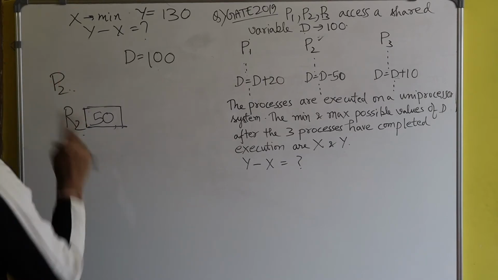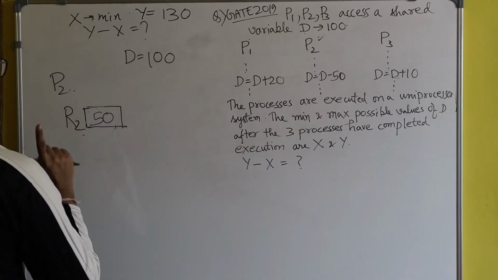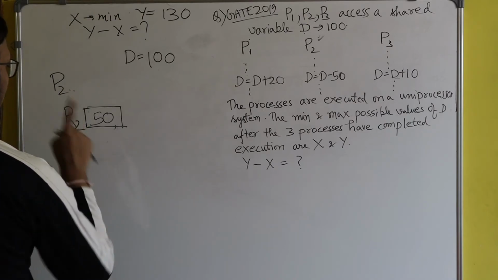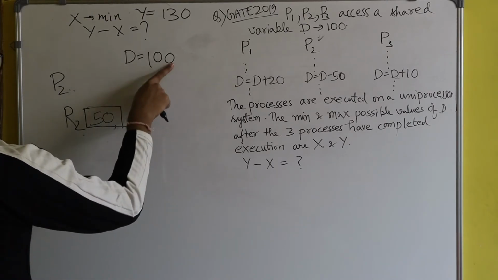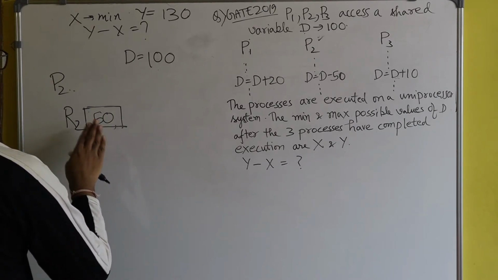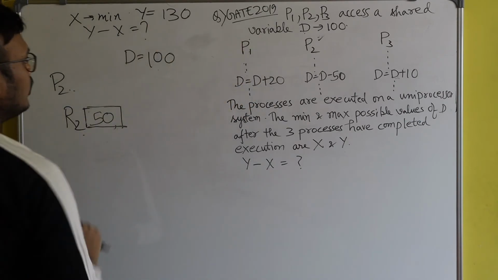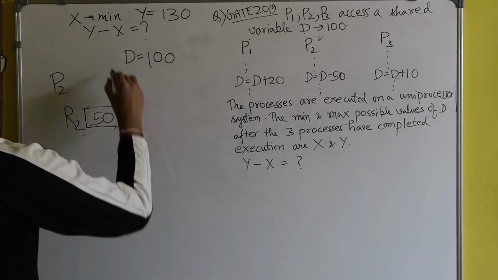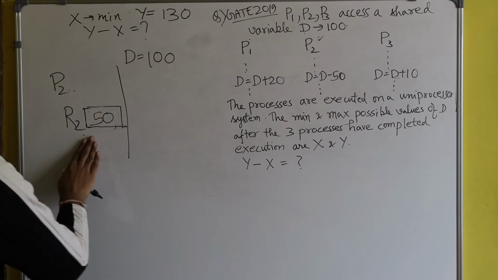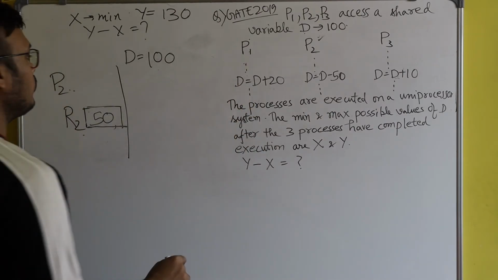So here you see the task of P2 has not yet been completed, because the task left is that P2 has to store this value back to the variable d. But before P2 could do that, the context switching happened and CPU was given to process P1. So here I am not removing P2 because the task of P2 is not yet over.